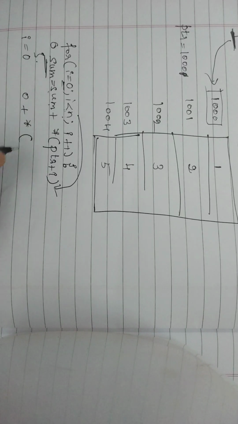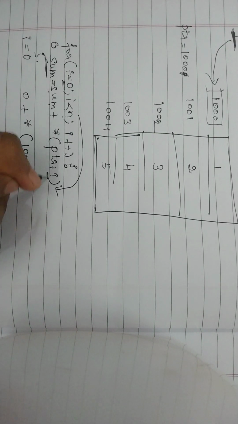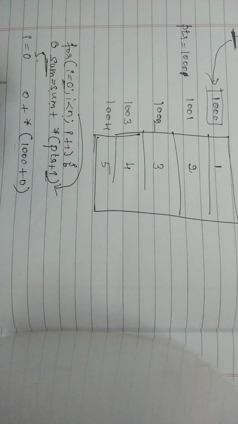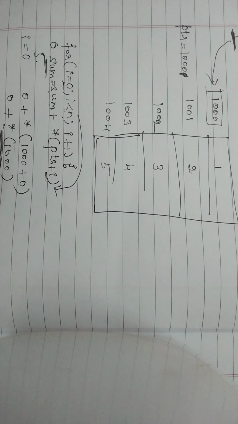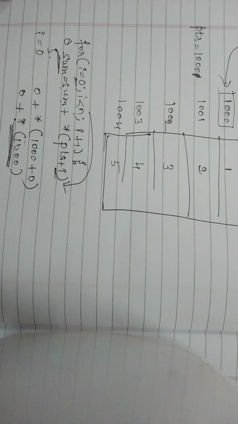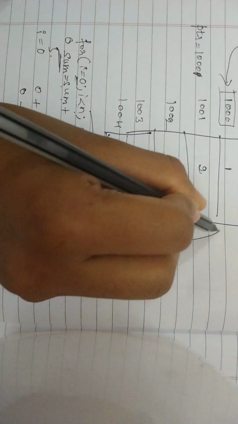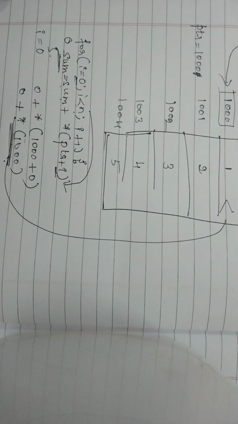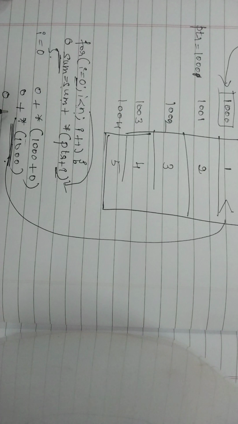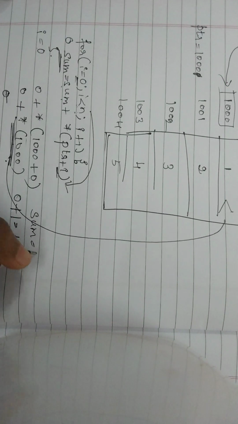So sum plus star of ptr plus i. Pointer is 1000, and i is 0, so 1000 plus 0 is 1000. So this shows the content of 1000, star of 1000. What is the content of 1000? The content of 1000 is 1. So 0 plus 1 is equal to 1. Now sum is equal to 1.